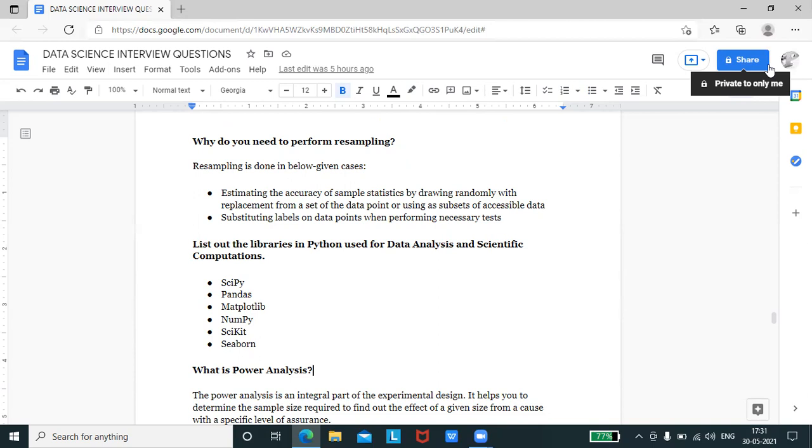SciPy stands for Scientific Python. It is built on NumPy. SciPy is one of the most useful libraries for a variety of high-level science and engineering modules like discrete Fourier transform, linear algebra, optimization, and sparse matrix.